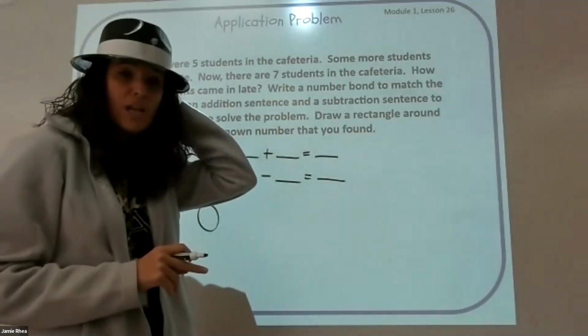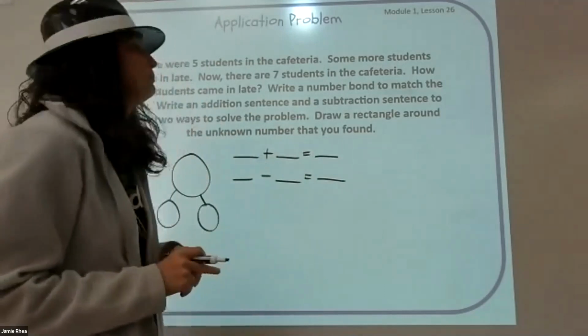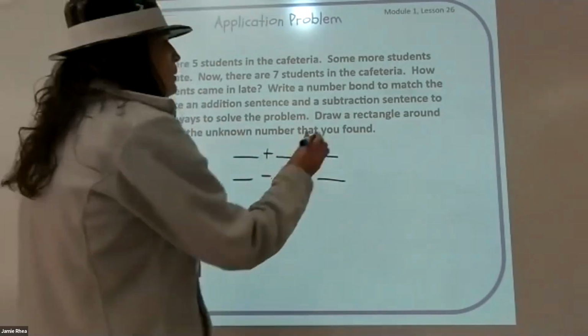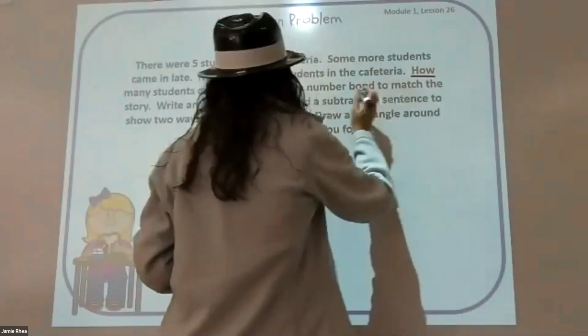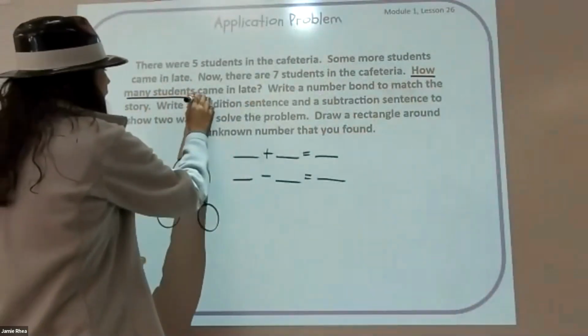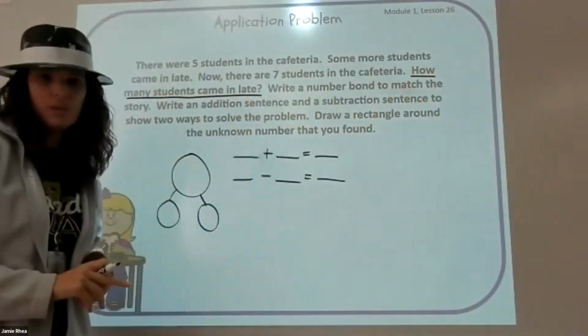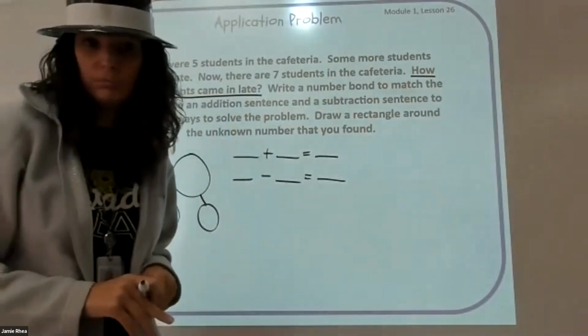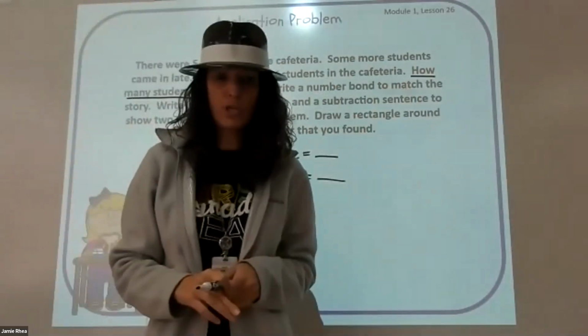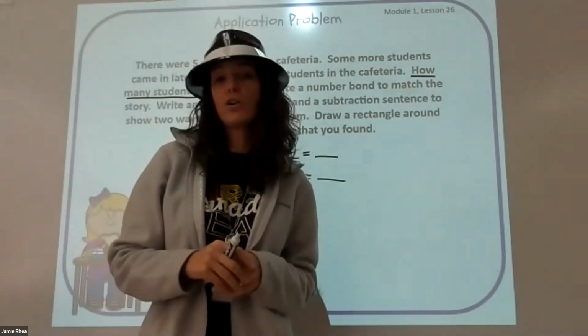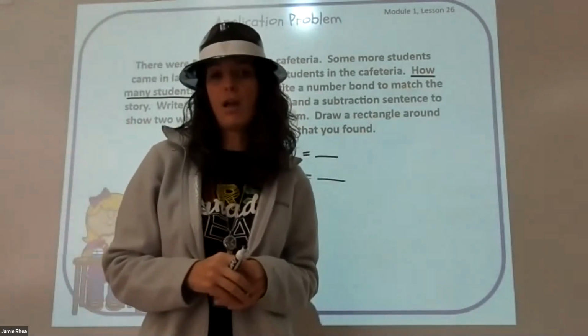Now let's see what the question is that we have to solve for. How many students came in late? That's what we're solving for, okay? We have to answer that question. So let's go back, look for our clues, see if we can figure it out.